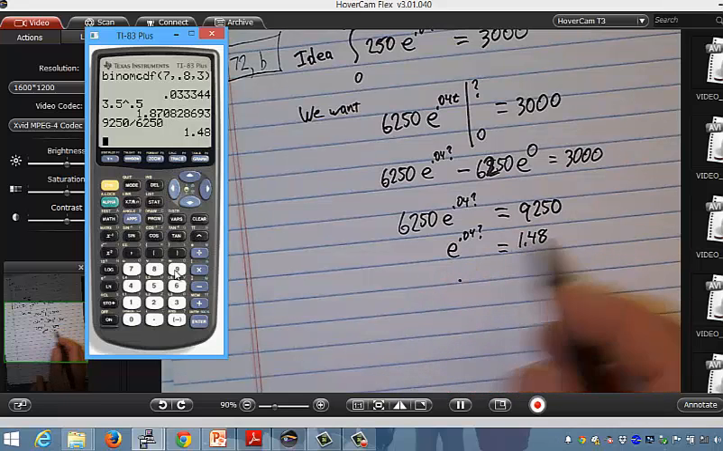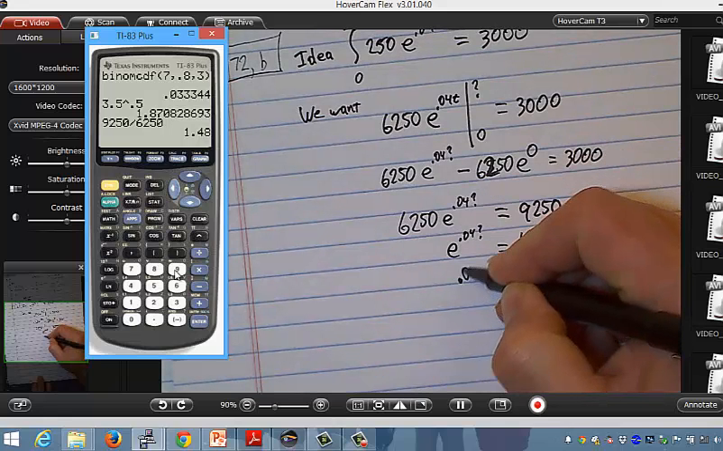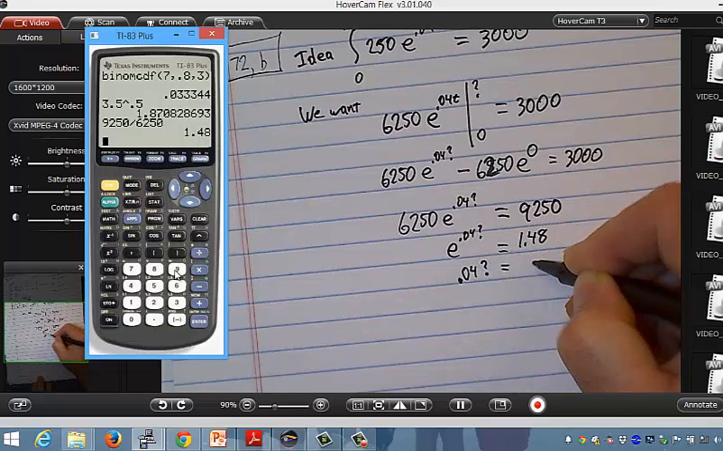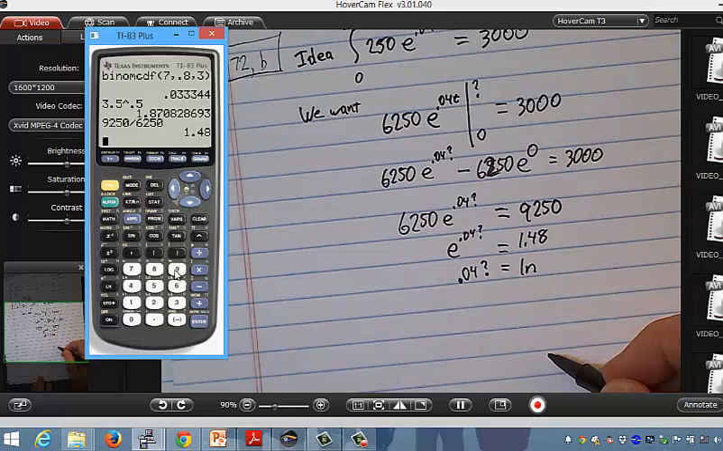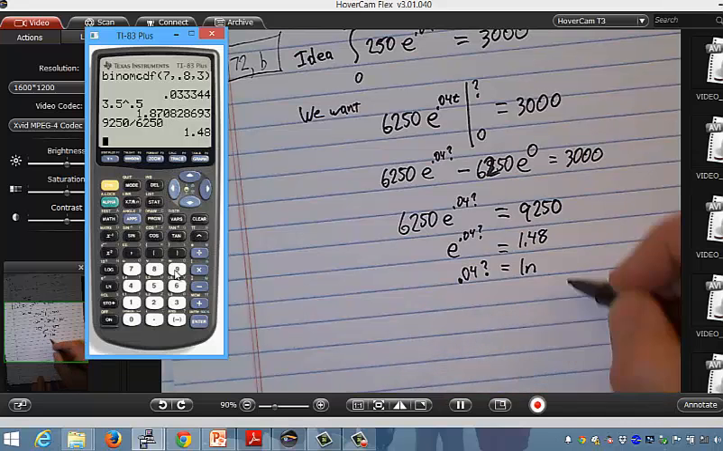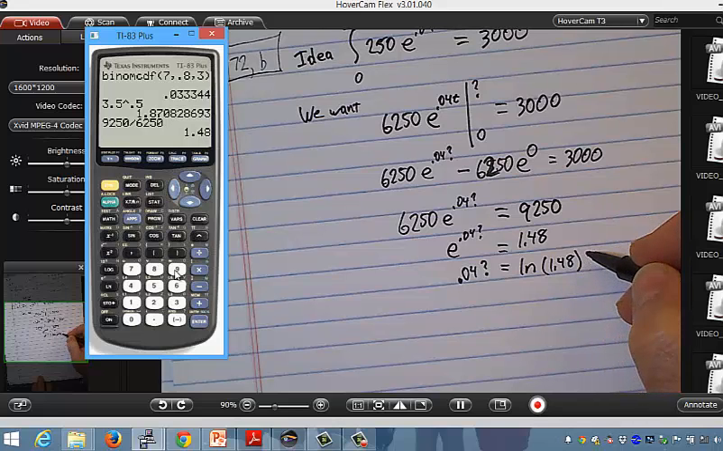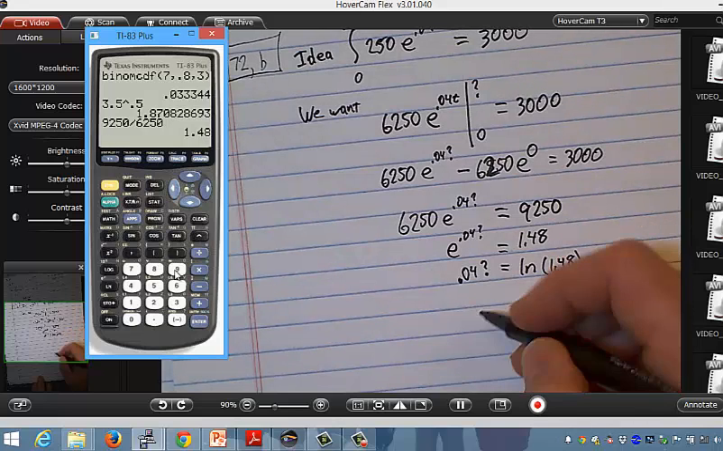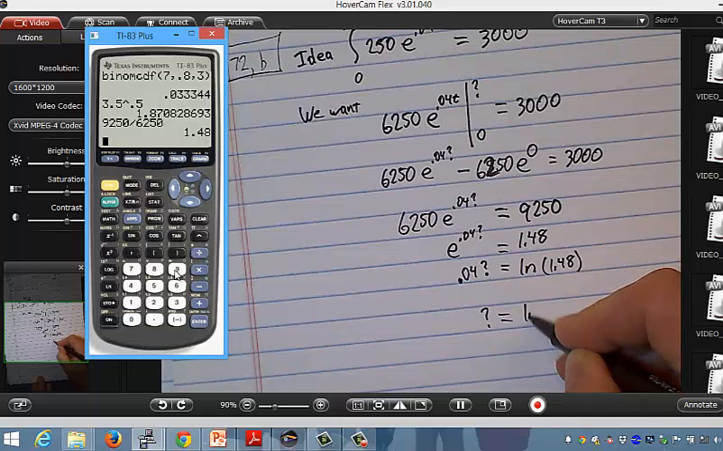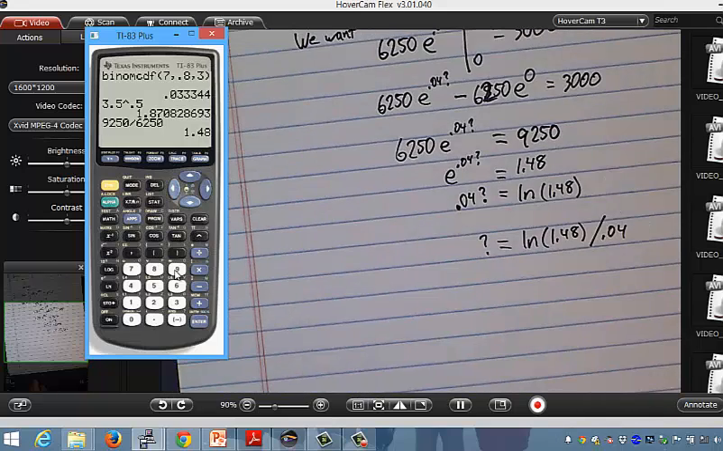What do you want to do to both sides to get rid of that e? How do you undo it? You take the natural log of both sides. Taking the natural log of the e makes that go away because they're inverses. Do you guys remember that? So 0.04 times question mark is the natural log of 1.48. Okay? And then the question mark would be the natural log of 1.48 divided by 0.04. So let me type that in and see what the question mark is.